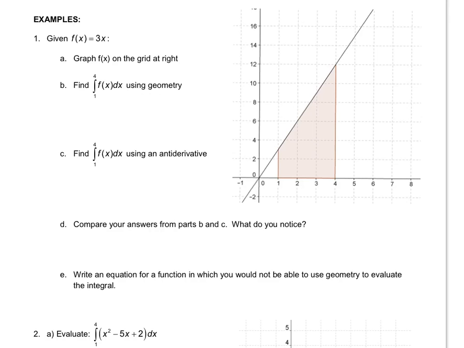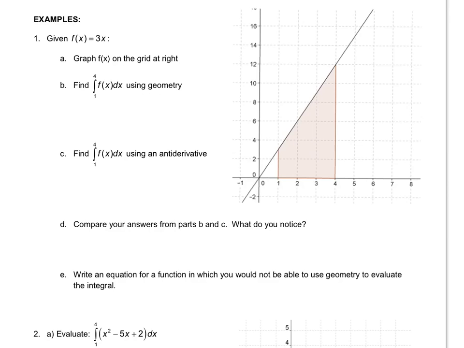All right, that is the graph of our function. And so that's part A, graphing it on the right. You can see that I've shaded it from x equals 1 until x equals 4. So the first part is asking you to find the definite integral of f of x from 1 to 4 using geometry. The shaded region is just a trapezoid.